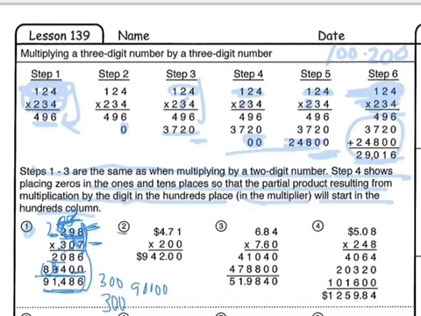All right, here goes number 2. Now in this one here, they're showing you that you don't need to go through all the steps of doing 471 times 0, 471 times 0, and then multiplying it by the 200.